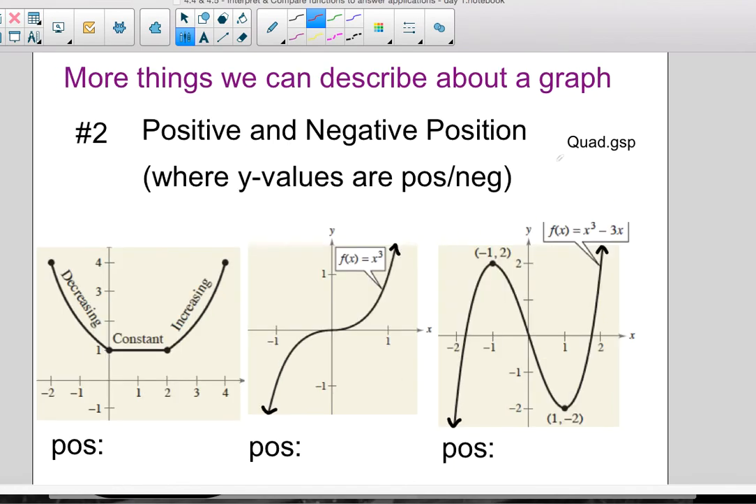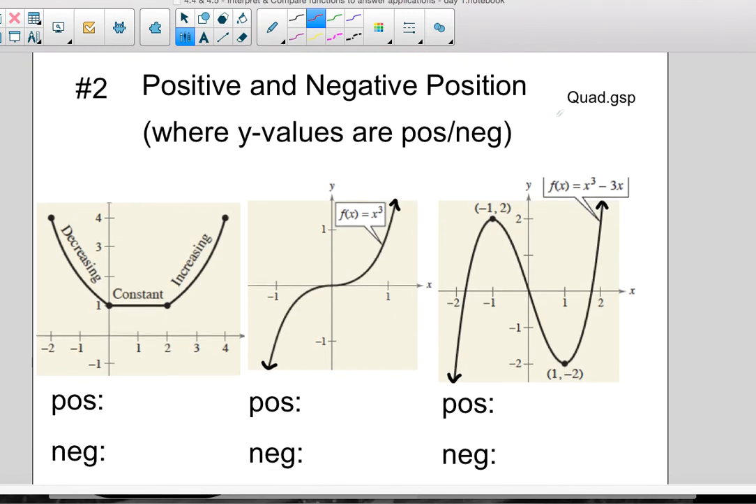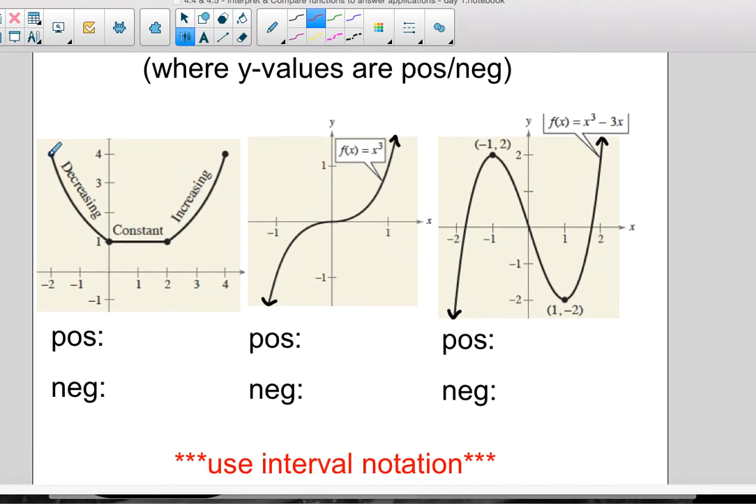And then there's another thing we can call positive and negative position. Basically, it's just telling me where the y values are positive and negative. That's why we call it positive and negative position. So if you look at this one, between -2 and 4 is where the whole graph is. But the whole thing has positive y values. So this whole thing is what we call positive position. Now, I'm not going to say negative infinity to infinity because the graph only exists between -2 and 4.